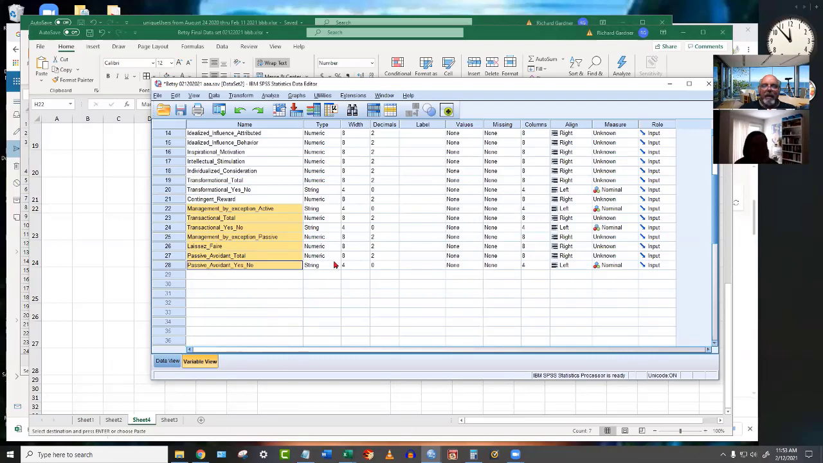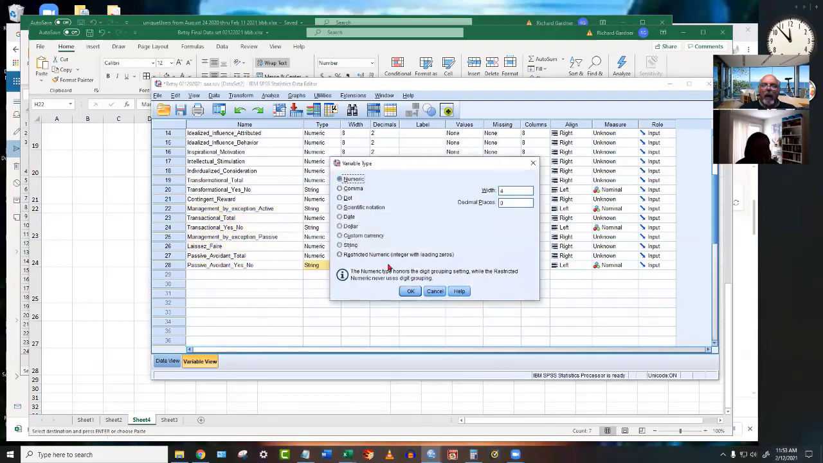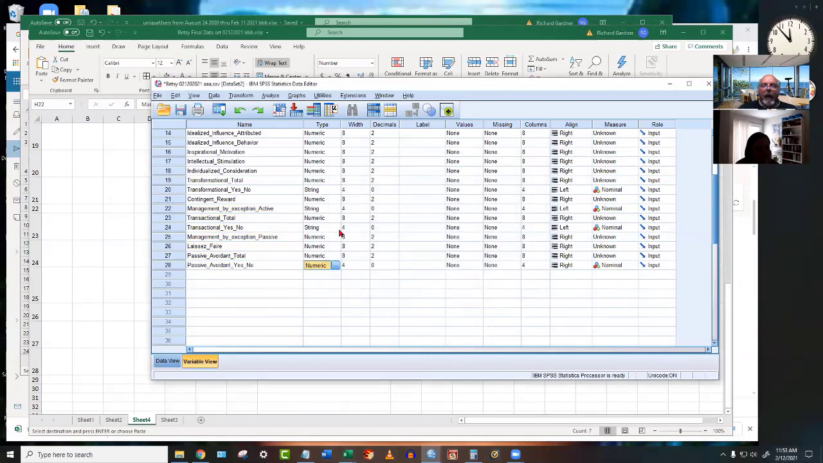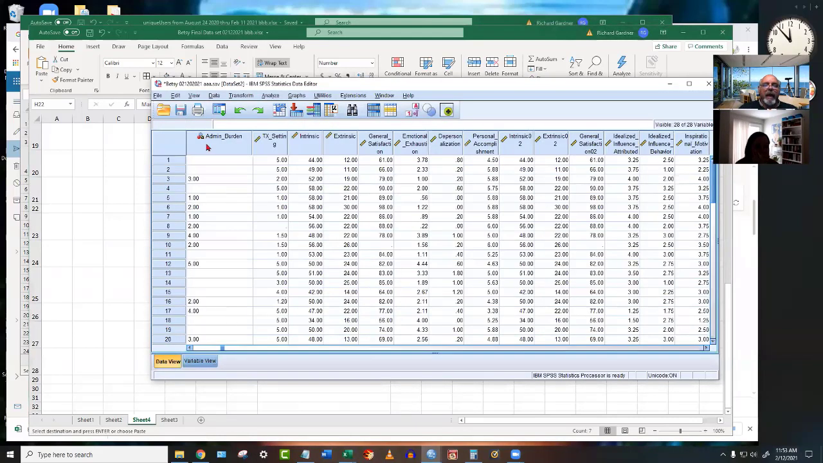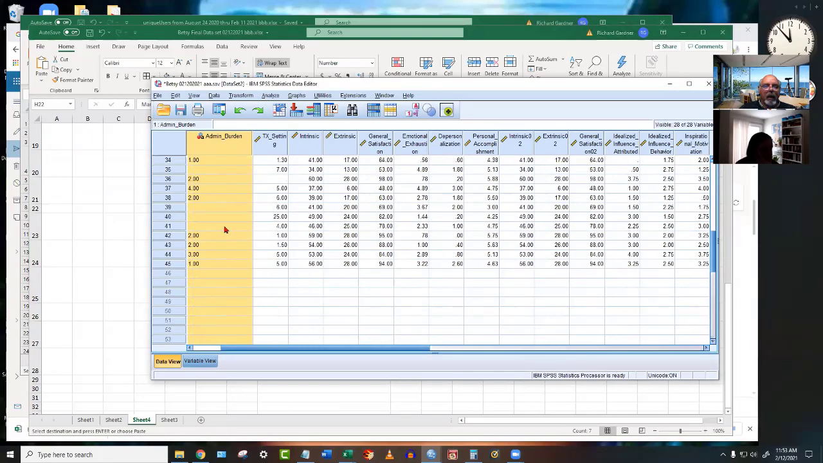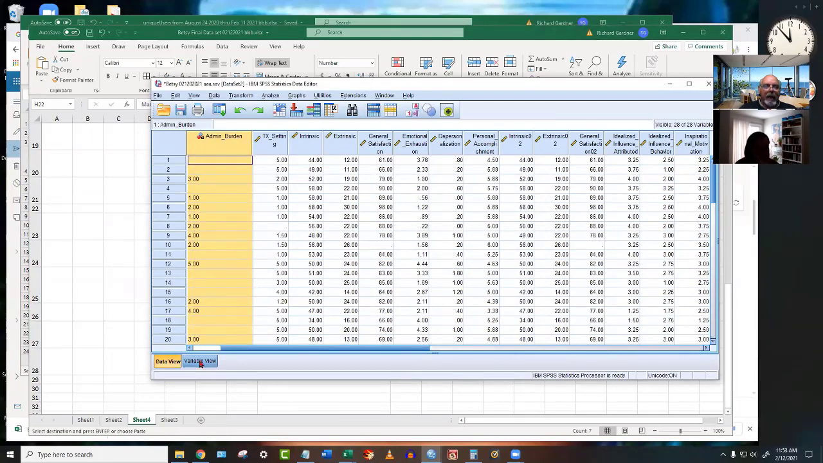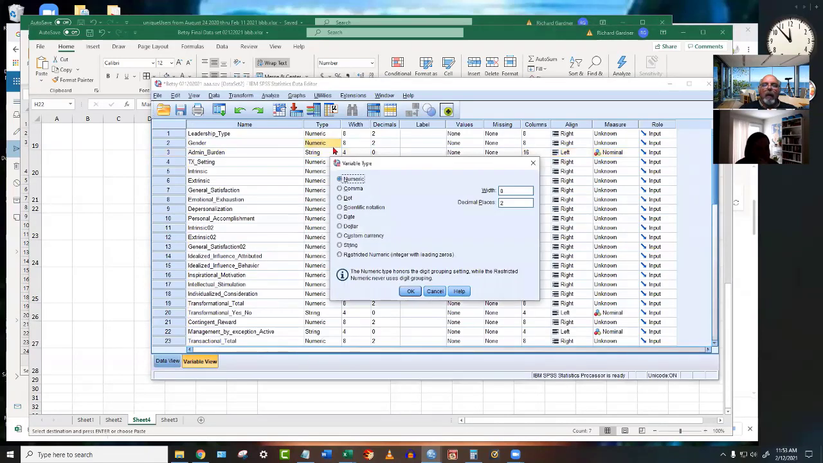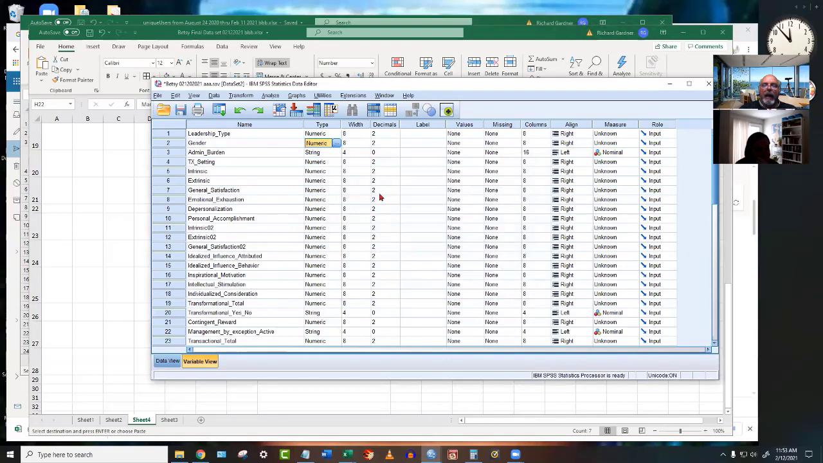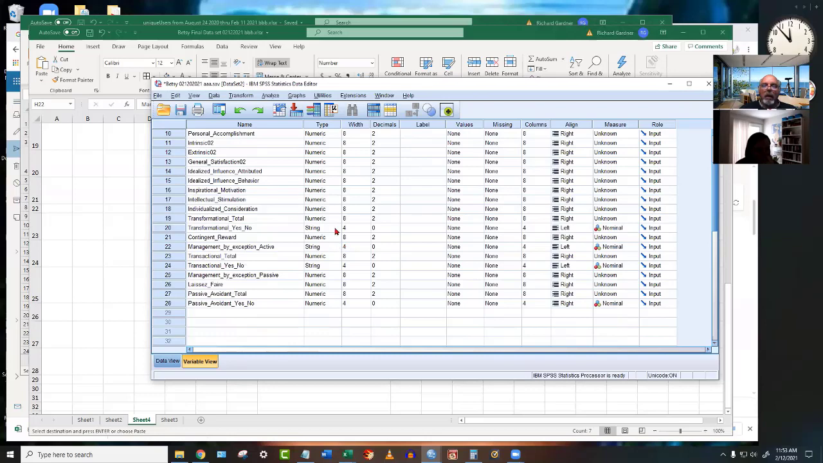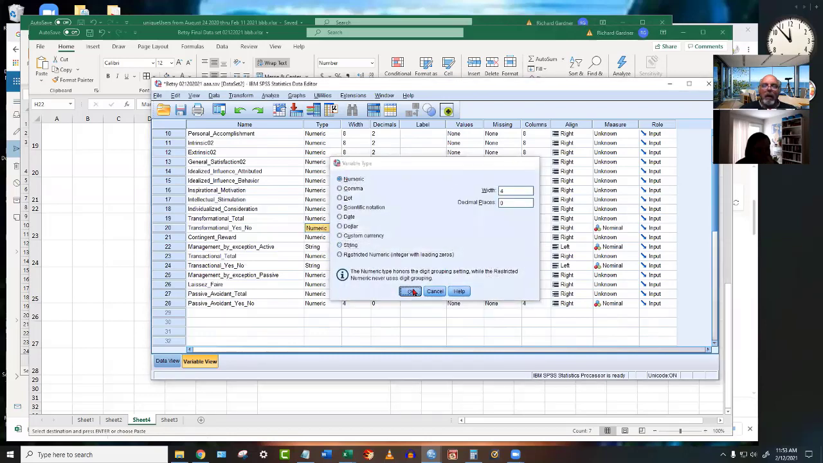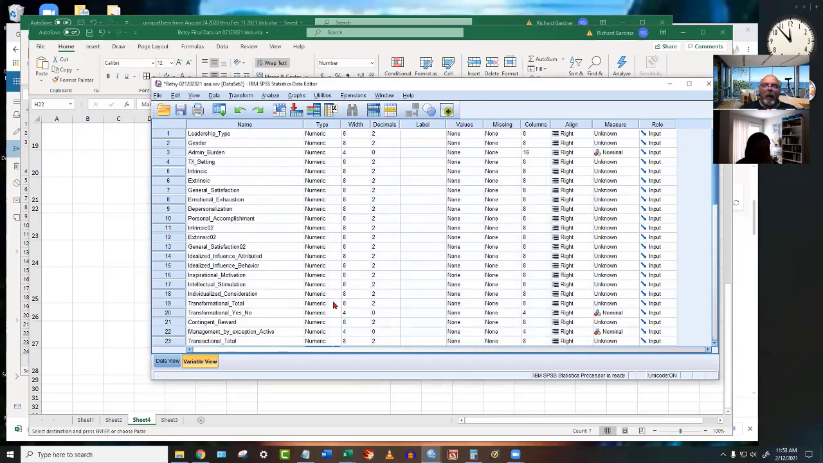Now, we got to get rid of some of these string things. Why are they string there? Okay, so let me double check. A string means that a letter has been entered. And I'm not seeing any letters. I don't know what this thing is thinking. These are all numeric. Okay, you get out of there. So, all numerics. Yes.